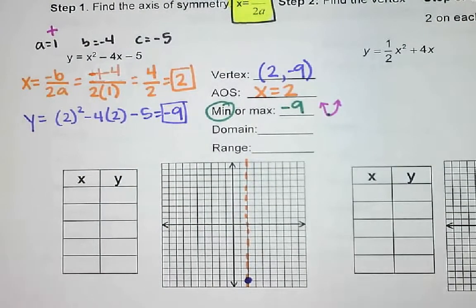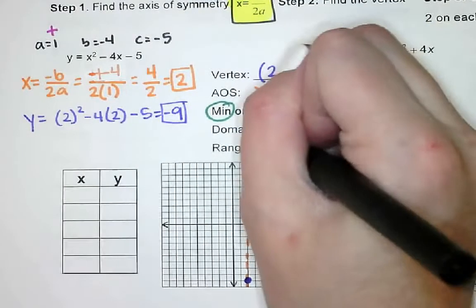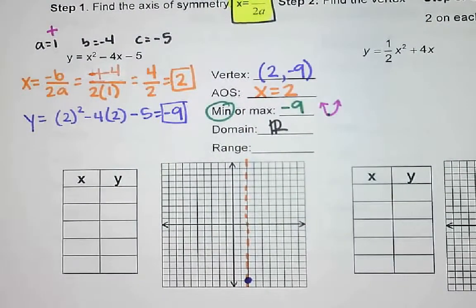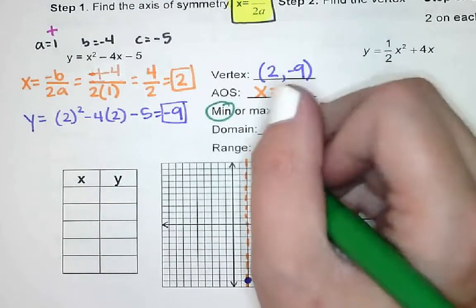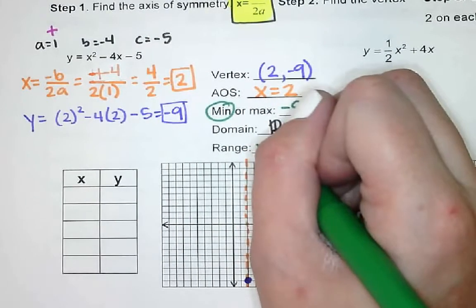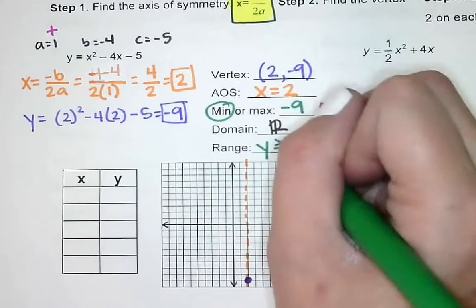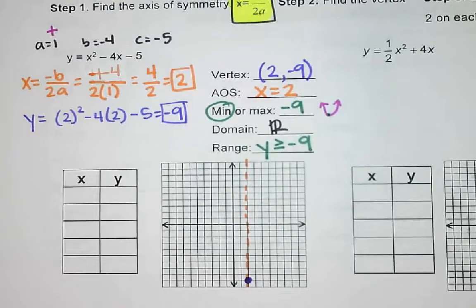And our domain is still all real numbers. And guys, what's our range going to be? Y is greater than or equal. Excellent job. Y is greater than or equal to negative 9. So guys, we have 1 point. Are there any other points that we could do? Yeah, we could do the roots, but we don't know those yet.